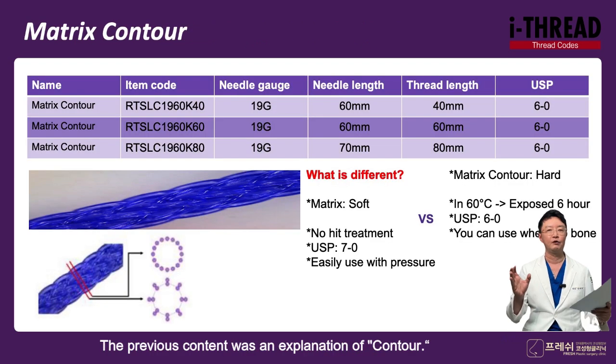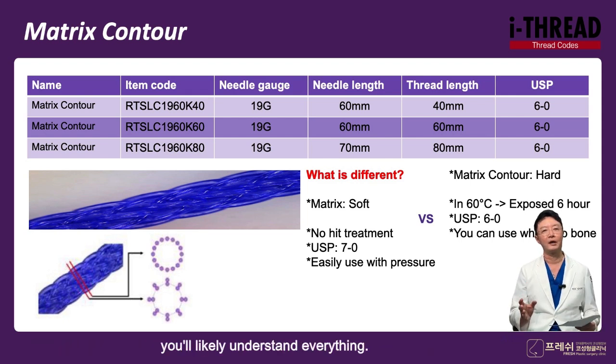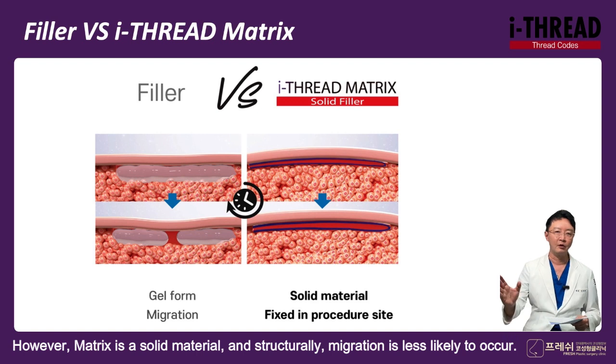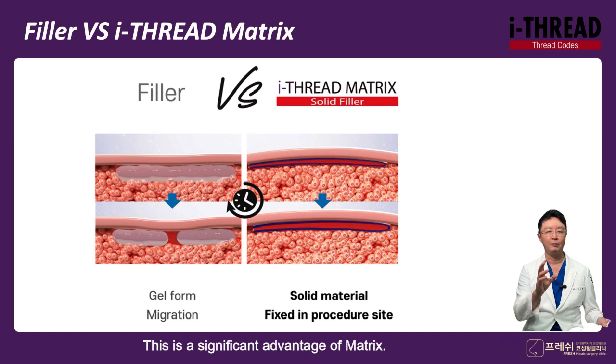The previous content was an explanation of contour. The structure of the threads is described in such a way that once you see it, you'll likely understand everything. Fillers typically have a gel-like consistency, making migration more likely. However, matrix is a solid material and structurally, migration is less likely to occur. This is a significant advantage of matrix.